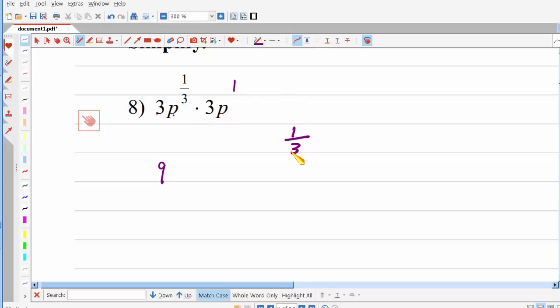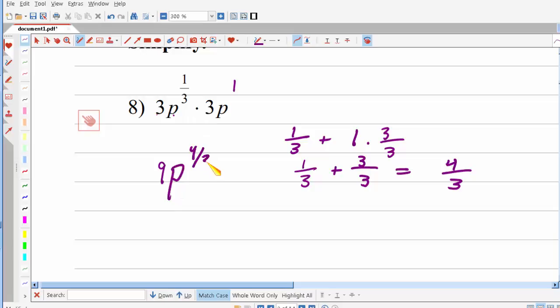So that means I need to do 1/3 plus 1. Adding fractions is where you need a common denominator. So I'm going to multiply that one by 3 over 3. So I end up with 1/3 plus 3/3. That's 4/3. So my simplified expression is going to be 9p to the 4/3.